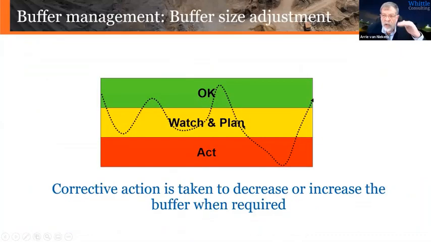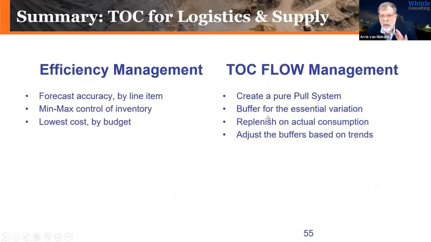And then you just have to make some adjustment to the buffers. If the buffer stays in green all the time, it's too big. Make it smaller. You're wasting money. If the buffer goes into red too often, you're at risk. Beef up the buffer. And so we will use the trends to determine the buffer levels. Very powerful system. So we create a pure pull system. We buffer the essential variation, replenish on actual consumption, and we adjust the buffers based on the trends.